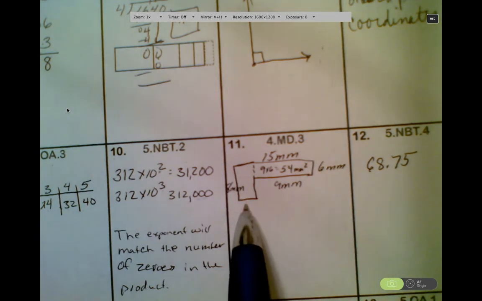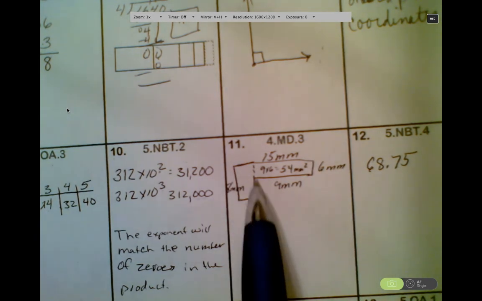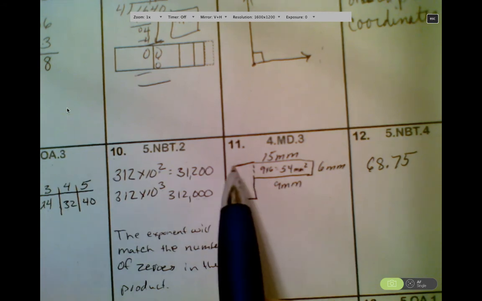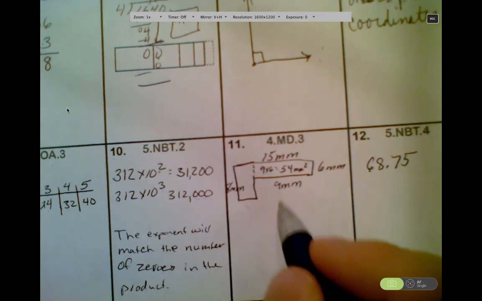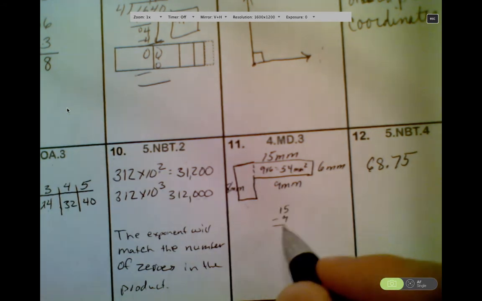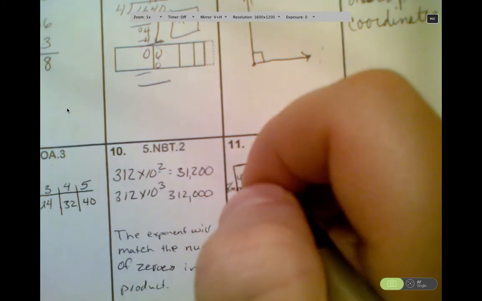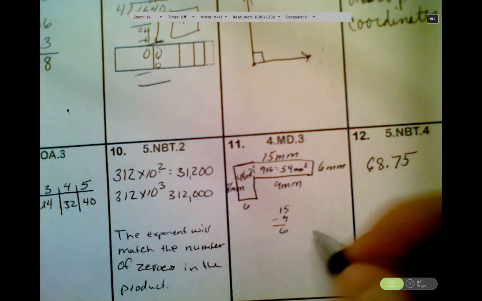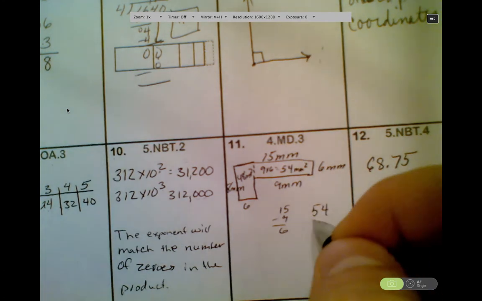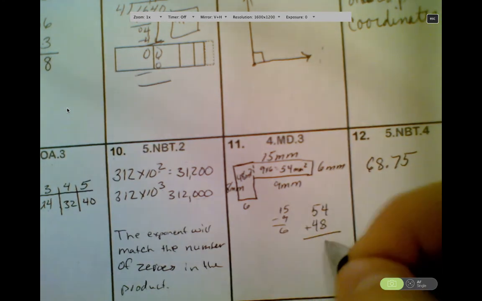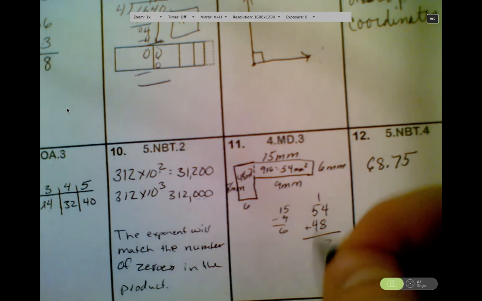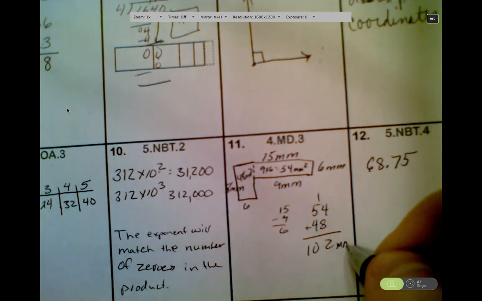This guy right here, we know this whole thing is 15. We got to find out what this measurement is. If from here to here is 9, and the whole thing is 15, if I subtract those two, 15 minus 9, I get 6. So that's 6. And that would give me 48 for an area. Now I just take those two numbers, 54, and add it to 48. And you get 102 millimeters squared.